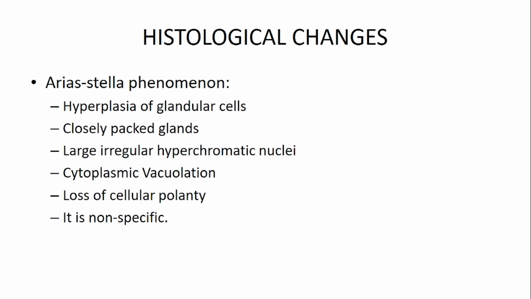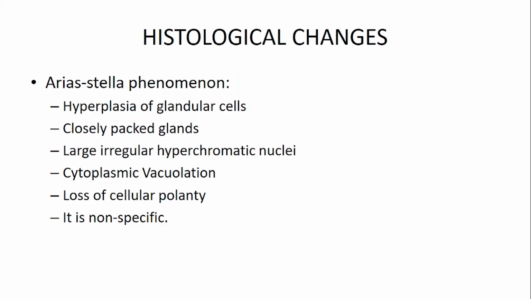Now, I would like to mention right from there are some histological changes that may be found when you do curettage of a suspected ectopic pregnancy. It's not usually done, but it's important for us to know this. That's what we call the Arias-Stella phenomenon, and it consists of hyperplasia of glandular cells, closely packed cells, large irregular hyperchromatic nuclei, cytoplasmic vacuolation, loss of cellular polarity. So this finding is not specific to ectopic pregnancy, but taken in conjunction with other findings, it may help in arriving at a diagnosis.